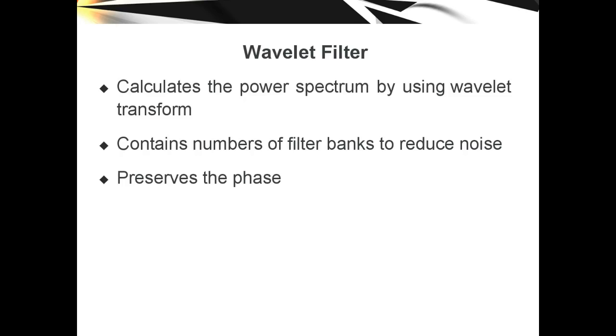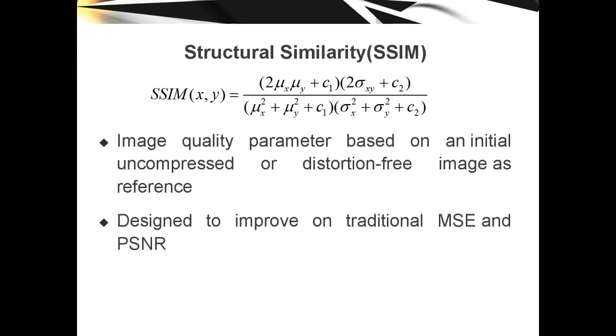And the last one is the wavelet filter, and we'll calculate the power spectrum by using the wavelet transform, where the wavelet transform can be viewed as a high-pass filter, so you can use it to denoise. And also, the wavelet filter contains a number of filter banks to reduce noise, and also will preserve the phase, which is very important in image processing.